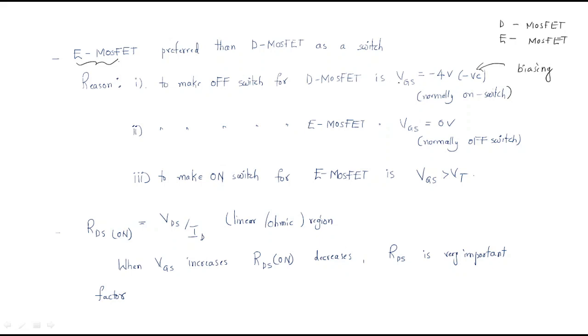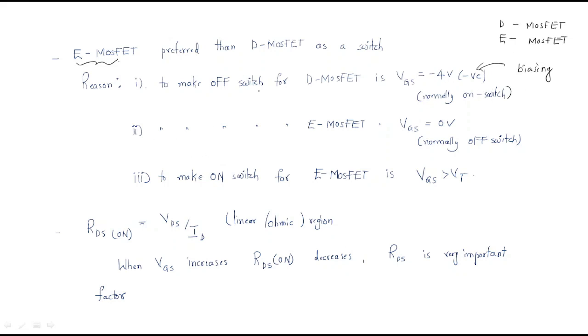Off switch means the current should become zero, so we should apply a negative voltage. Initially VGS is 0, but by applying a particular negative voltage, the current from drain to source is 0. That's why we should apply the negative voltage here.